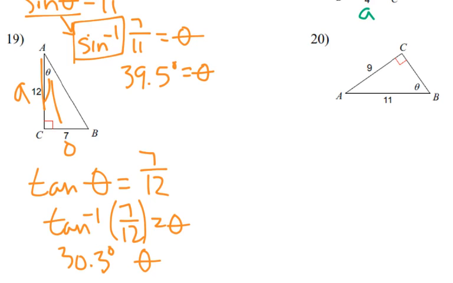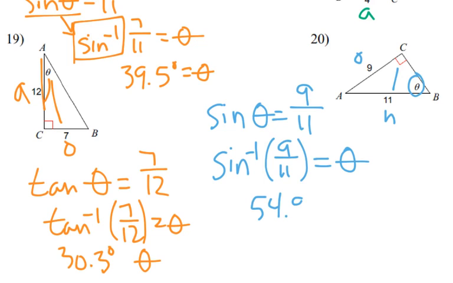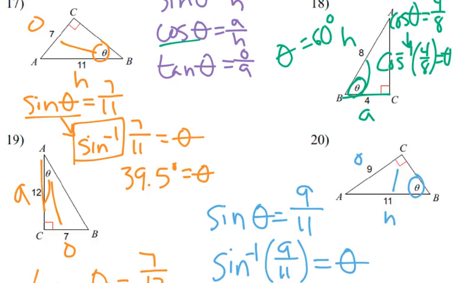20, same idea. Okay, there's hypotenuse, there's opposite, there's theta. So it would be sine, because sine of theta equals the opposite over the hypotenuse. But I'm looking for the angle, so I do the inverse sine of my fraction, and that gives me my angle of 54.9 degrees equals theta. Okay, so that's it on those ones. That's all you got to do.